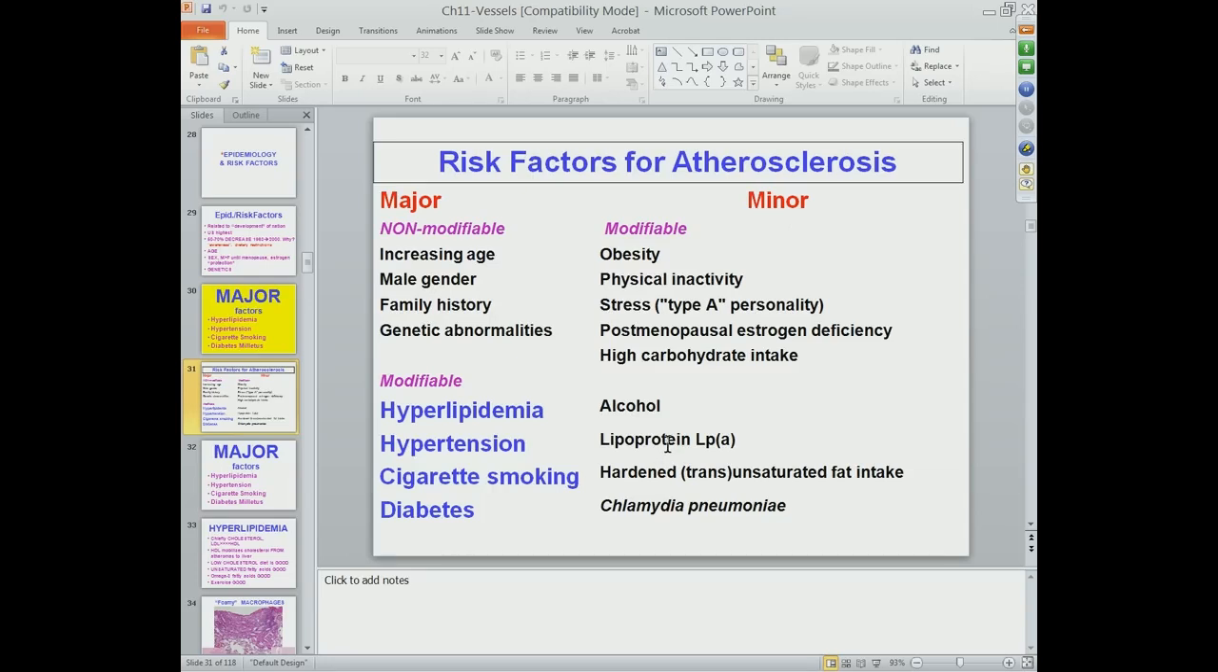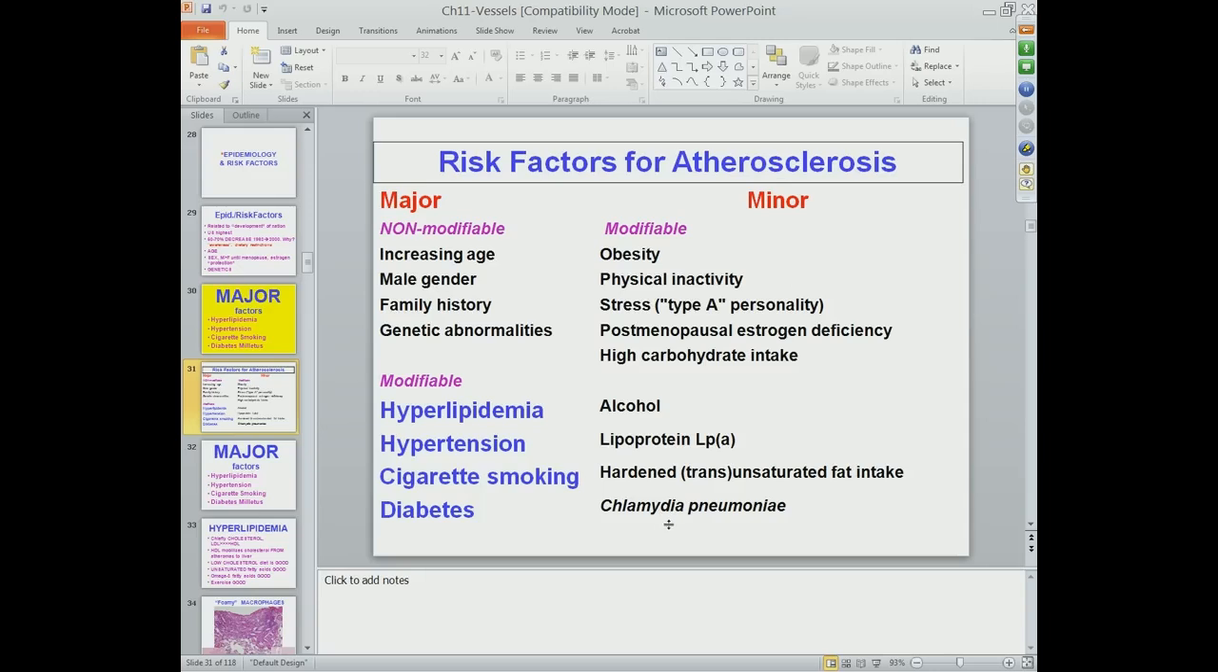There's another type of abnormal lipoprotein called lipoprotein A. That's associated with increased risk of atherosclerosis as well. But it's not a major one, it's a minor one. Also, the dietary things, saturated fat, trans fatty acid. These are all things which are very easily controlled.